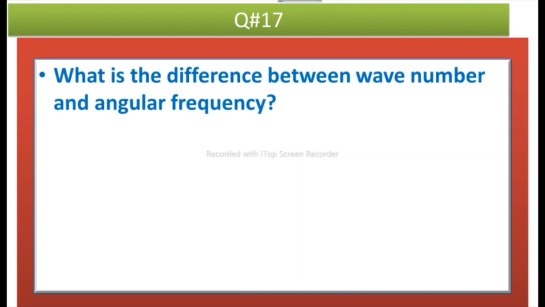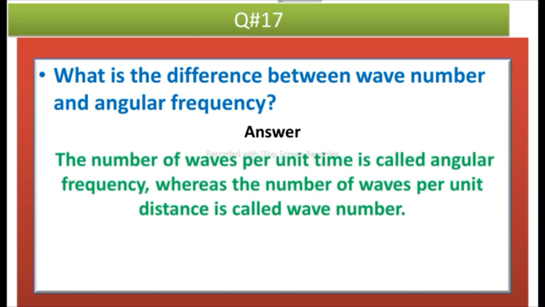The next question is, what is the difference between wave number and angular frequency? Answer is, the number of waves per unit time is called angular frequency, whereas the number of waves per unit distance is called wave number.